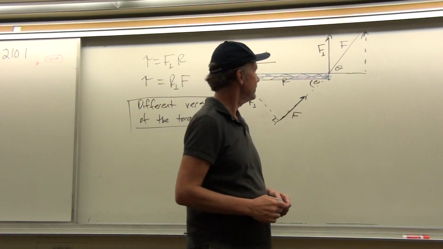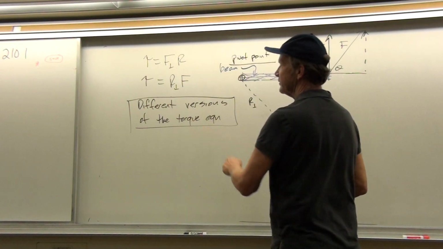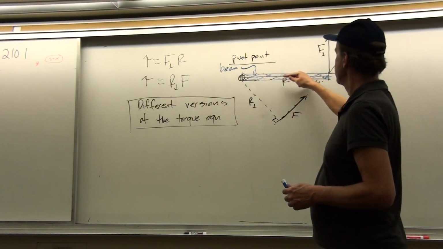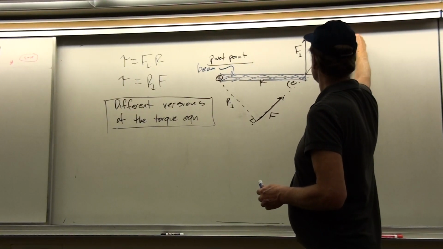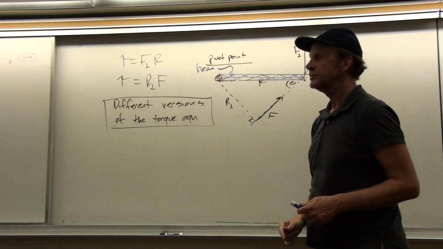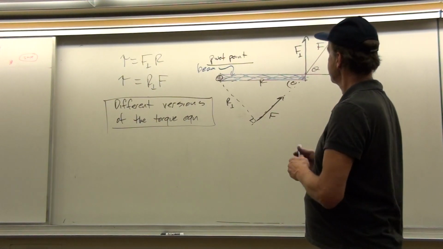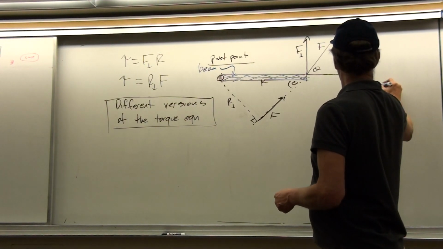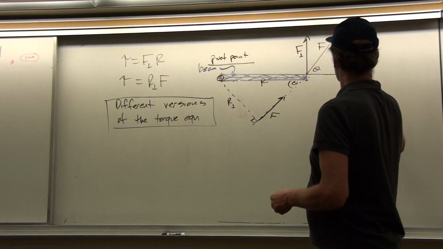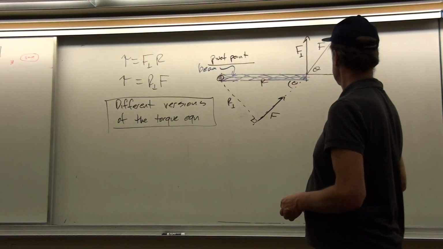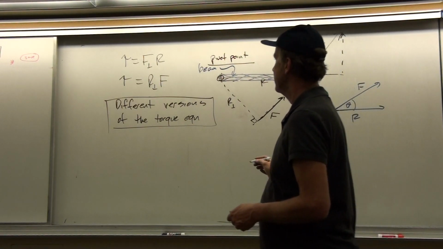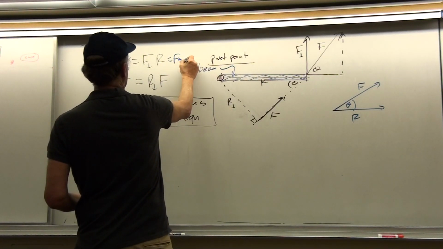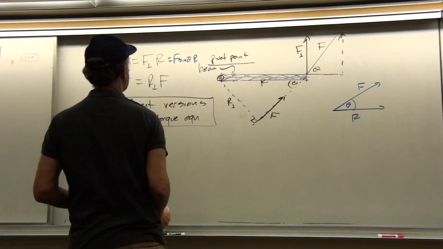All right, next I'd like to look at different versions of the torque equation. So far we've looked at the one in which we have a force applied, let's say in this case to a beam, that comes out such that the angle theta between the radius vector r and the force F is given, and that expression for the torque is F sine theta times r.